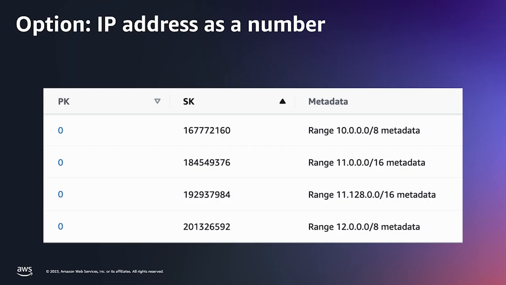At the end of the day, an IPv4 address is just a 32-bit number. We represent it as these dotted quads because it's easier for us humans than looking at numbers like this. But it's a pretty straightforward transformation, because each of those dotted quads is 0 to 255, which is 8 bits. You take the 8 bits of each of those four, you glue it together, and now you've got a 32-bit number. So this is a good sort key. It's a number, very efficient, very compact. So probably the right choice for a sort key.